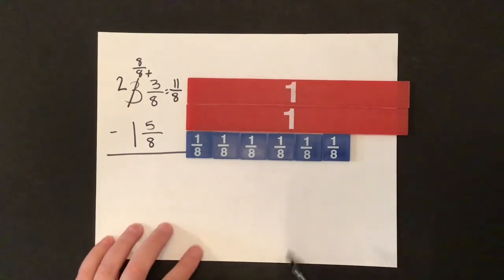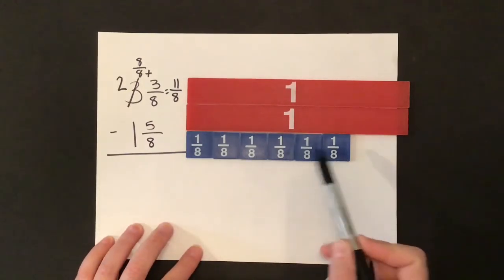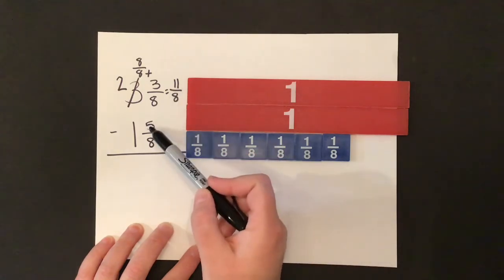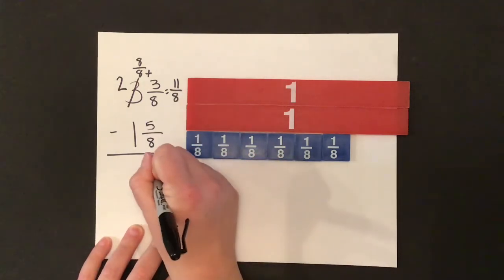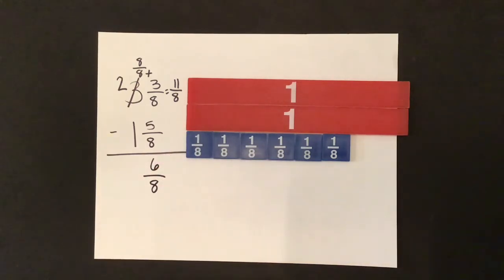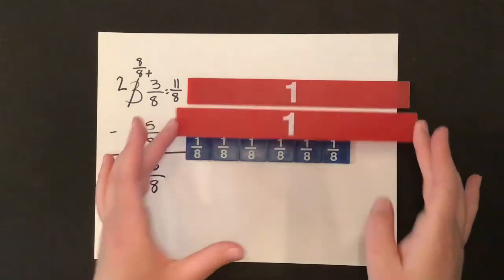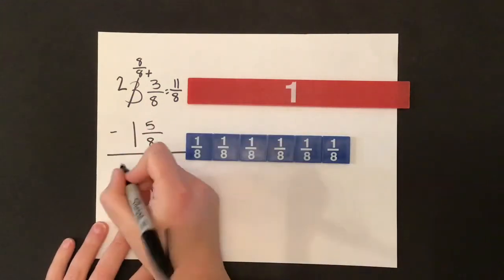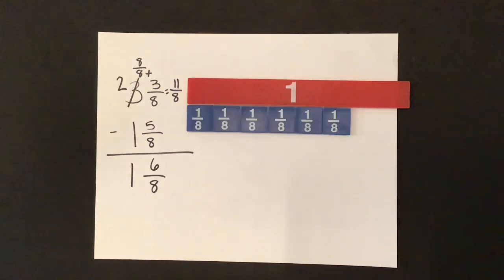And that leaves us with 6/8. And if you think about 11 take away 5, that does equal 6 pieces. So 6/8. And then we're ready to take away 1 whole. So that leaves me with 1 whole. So we have our answer of 1 and 6/8.